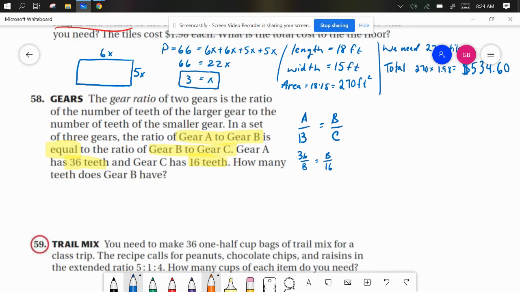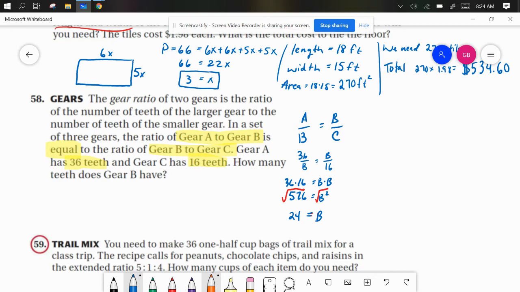When we have a proportion, you want to cross multiply. So that means that 36 times 16 is equal to B times B. Let's see what's 36 times 16. That's 576 is B squared. The opposite of squaring something is the square root. We're going to find the square root of both sides. Oh, that worked out nicely. B is equal to 24.